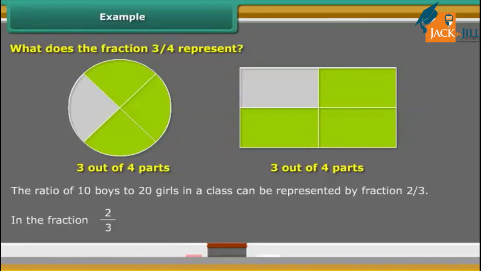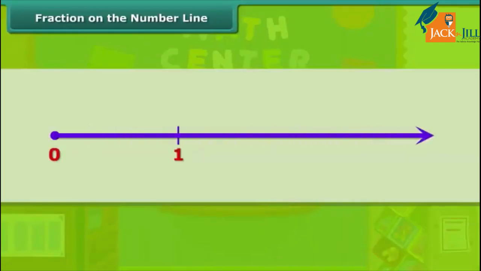In the fraction 2 upon 3, number 2 is called the numerator of the fraction and number 3 is called the denominator of the fraction. Students, to represent the fraction on a number line, let us mark 1 upon 4 on a number line. It lies between 0 and 1. We divide the length between 0 and 1 into 4 equal parts and show one part as 1 upon 4.